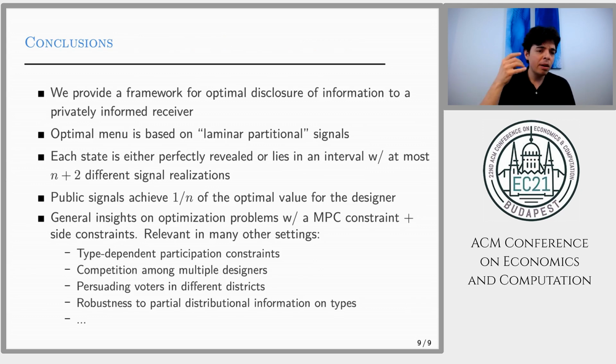I'm going to stop here. The first 4 bullet points are things that I already mentioned. The 5th one is the thing that I would like to highlight. While we were shedding light on the structure of optimal information structures in our information design problem, along the way we derived some general insights on optimization problems with an MPC constraint plus some side constraints. These types of constraints are relevant in many other settings as well. We discussed these in the paper, and I think there's a lot to do in this direction. I hope some of you will find them interesting.